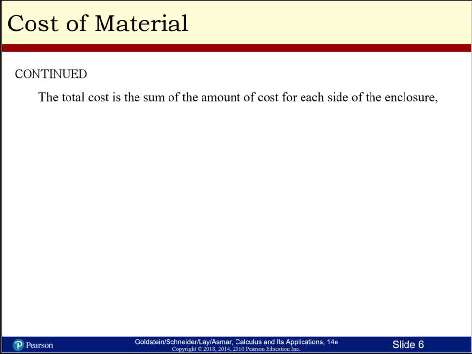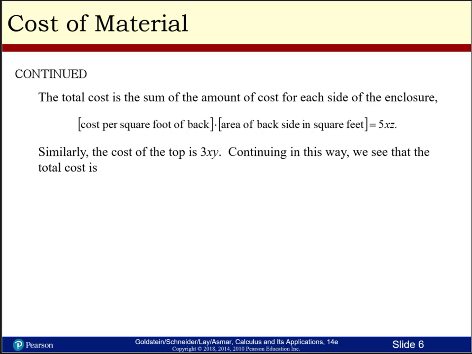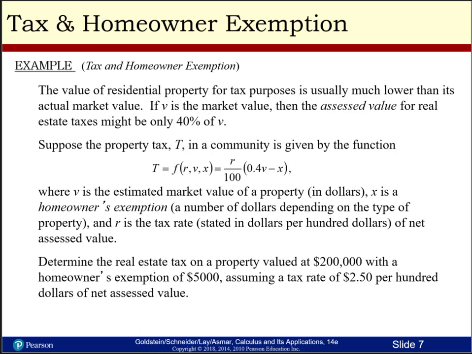So finding that total cost, we just need the sum of the amount of cost for each side of the enclosure. So the cost of the square foot of back times the area of the back side in square feet is 5xz. Similarly, the cost of the top is 3xy, and continuing in this way, we see that the total cost is just going to be 3xy plus 5yz plus 5yz plus 5xz, and that's going to yield 3xy plus 10yz plus 5xz. And that's all to that one.